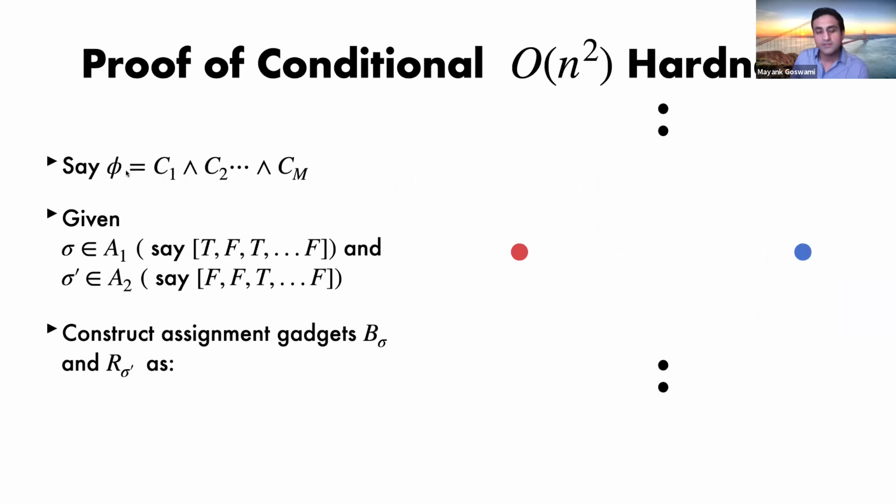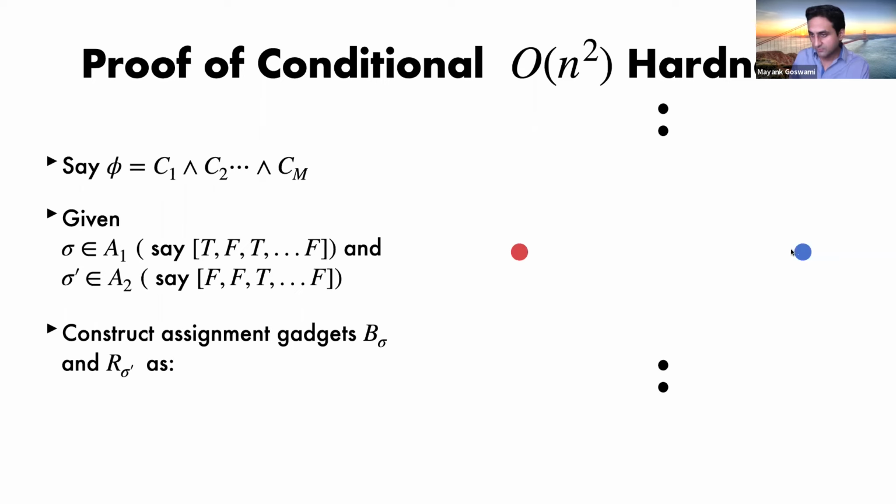So let's say your SAT formula looks like this. So these are your m clauses. Now, given an assignment on the first n/2 variables, so let's say your assignment looks like true, false, and so on. And given another assignment on the second group of variables. So the first assignment is sigma, and the second assignment is sigma prime. So blue is going to go according to sigma, and red is going to go according to sigma prime. So let's see how blue goes.